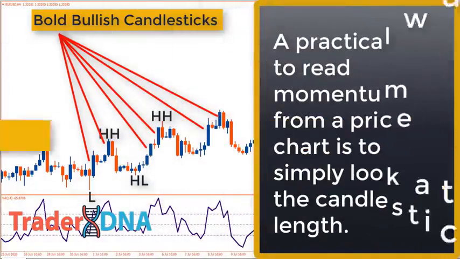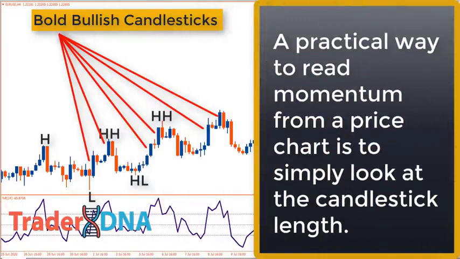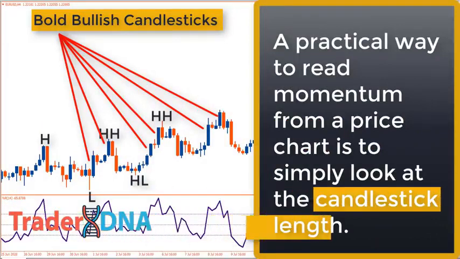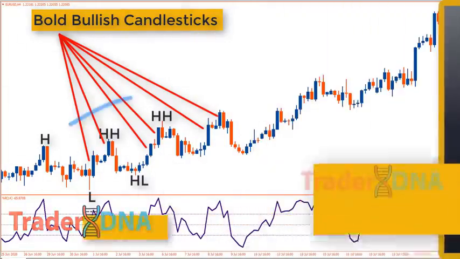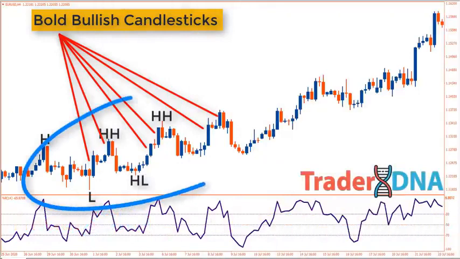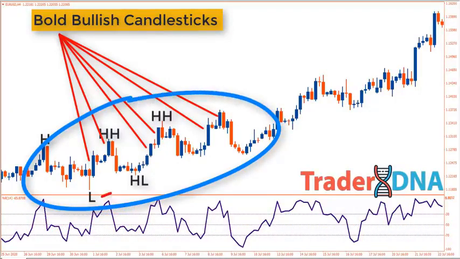A practical way to read momentum from a price chart is to simply look at the candlestick length. What we want to see in an uptrend is big bold bullish candlesticks that close near the higher end of the candlestick. In this example, we have an ideal representation of what we are looking for. The upside price movement is preceded by big bullish candlesticks. This confirms the momentum behind the trend.